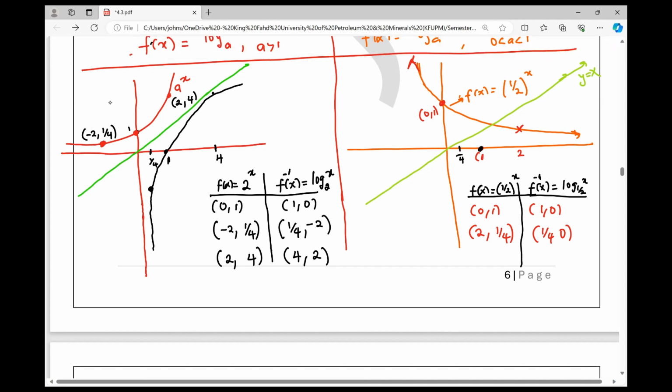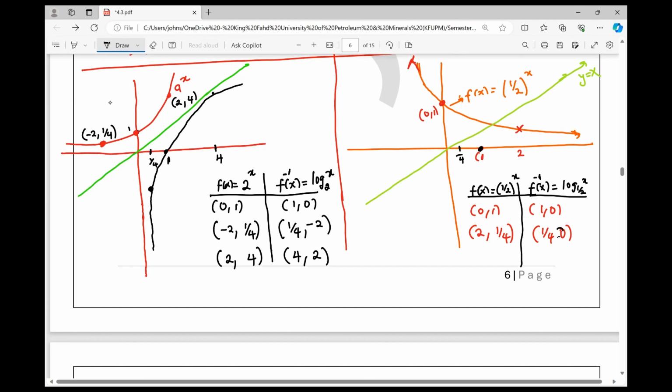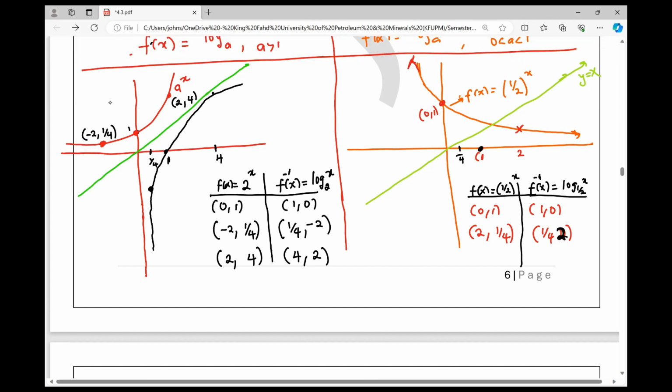So did I say 1 over 4, 0? Not 1 over 4, 0. 1 over 4, 2. So 1 over 4, 2. If this is 1 over 4, remember this is 1. So 2 is going to be somewhere here. So already we can see that this is just going to cut this way, right? Now, we can take more points if we like. You will see that it will go that way.